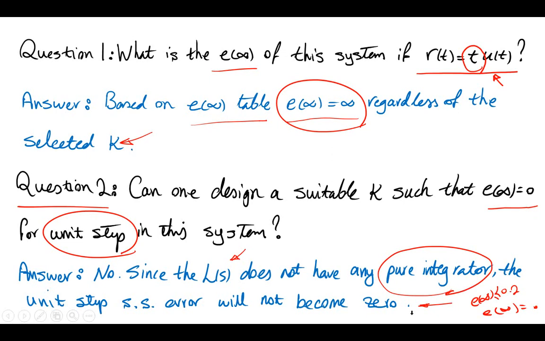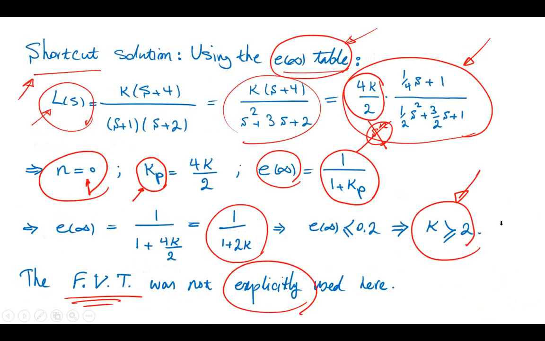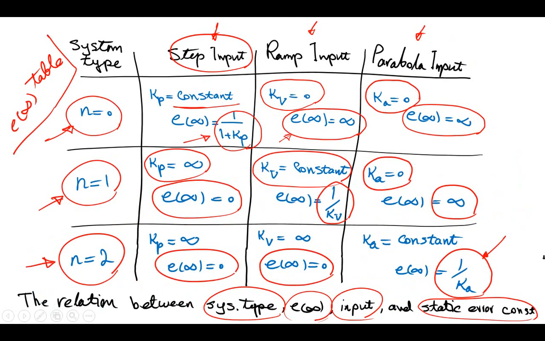If you want the steady state error to be exactly 0, look at this table. The steady state error is 0 if you can change the system type to type 1. See? Then the steady state error is 0. Or to system types higher than 1, the steady state error will be 0 for the unit step.